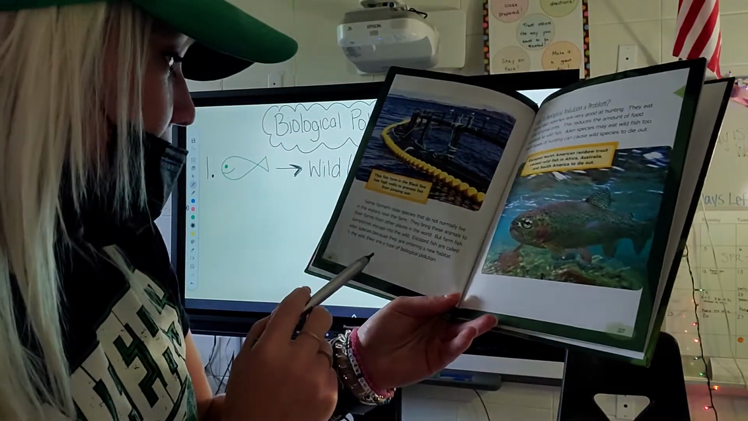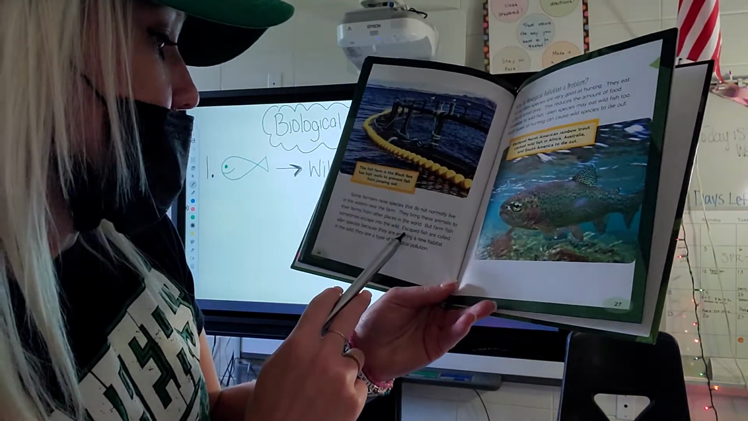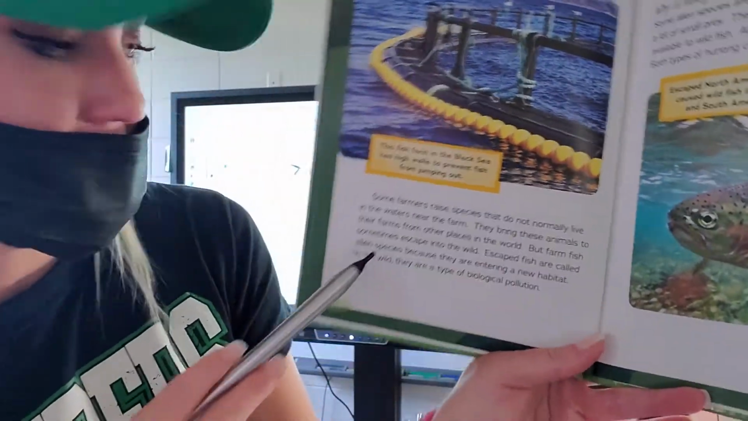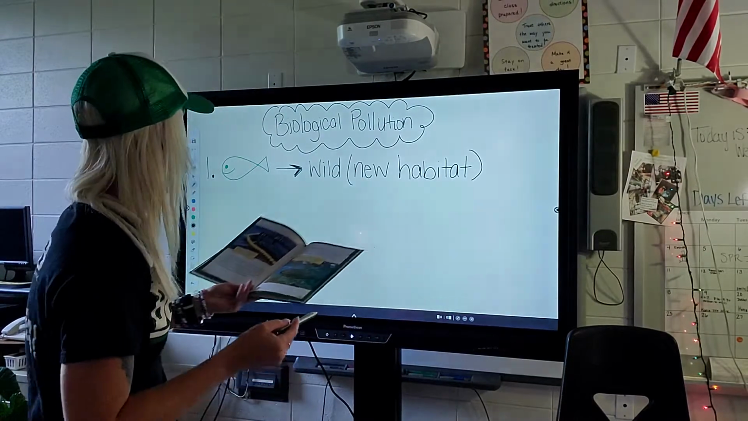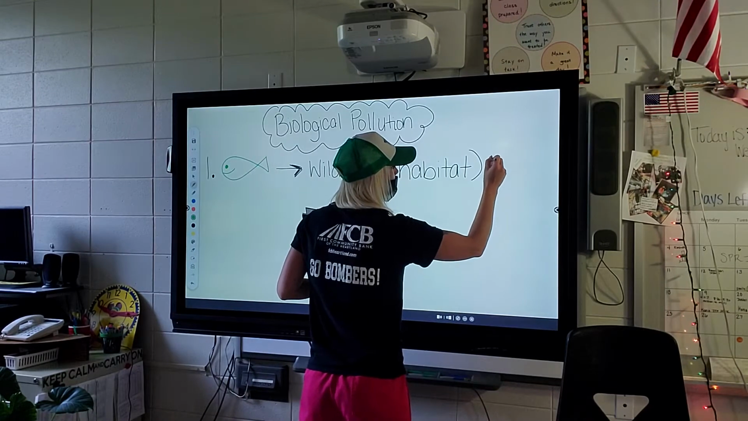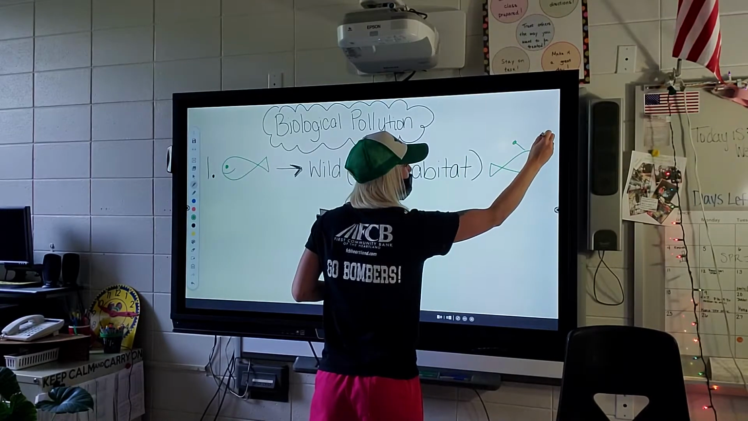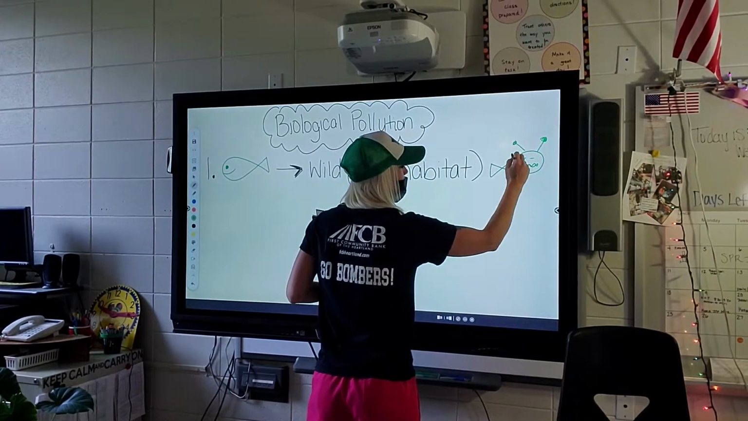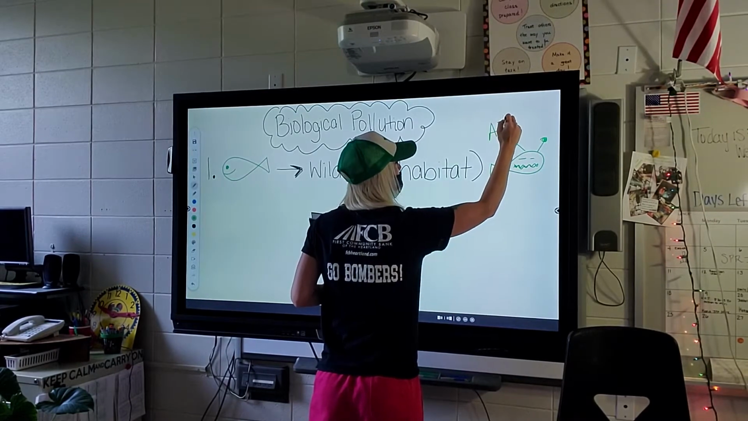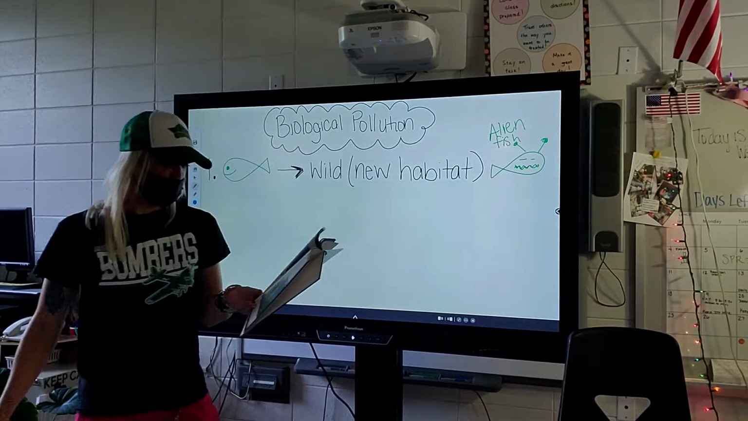Something else that I'm going to add onto my fish is some like alien head. Because it says here that escaped fish are called alien species. So when they escape, they're called alien species. So when they're in this new habitat in the wild, they're called alien. Alien fish is what they're called.